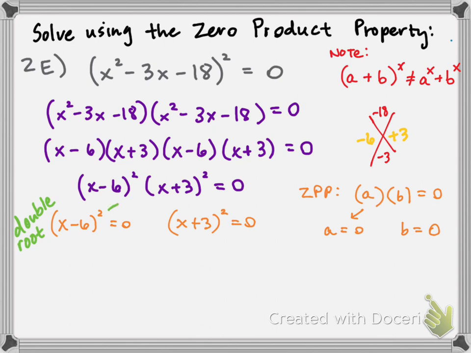Why? Well, because there's a squared here. It means that that factor happened twice. So to get rid of the squared, do you agree I would square root both sides? Now what's the square root of 0? Well, plus or minus 0, right?